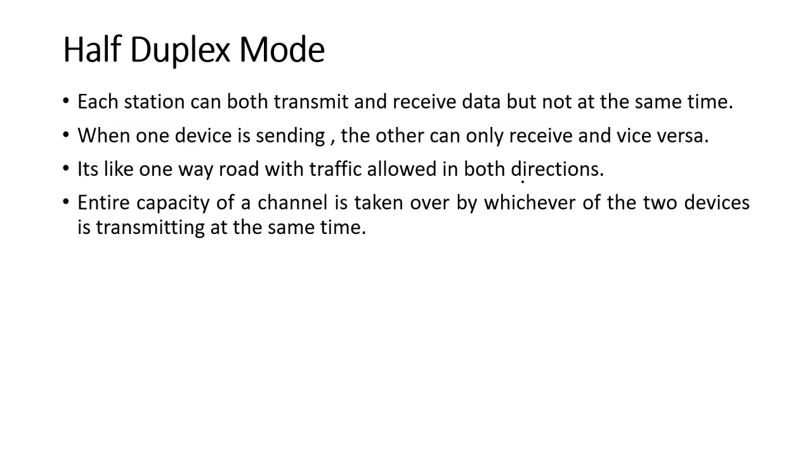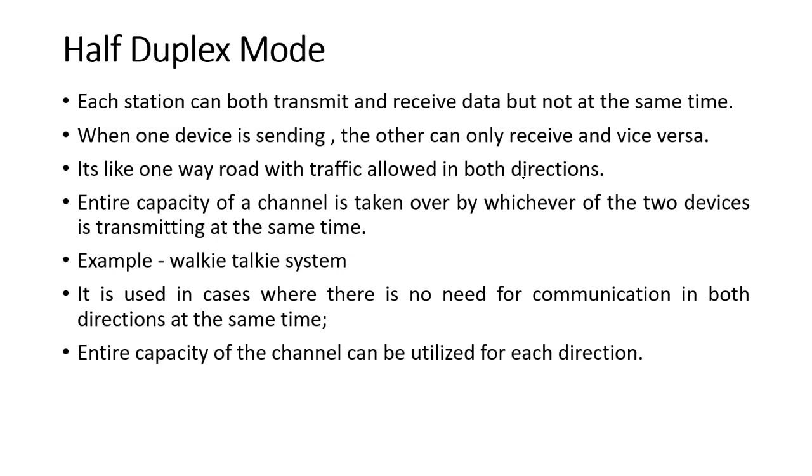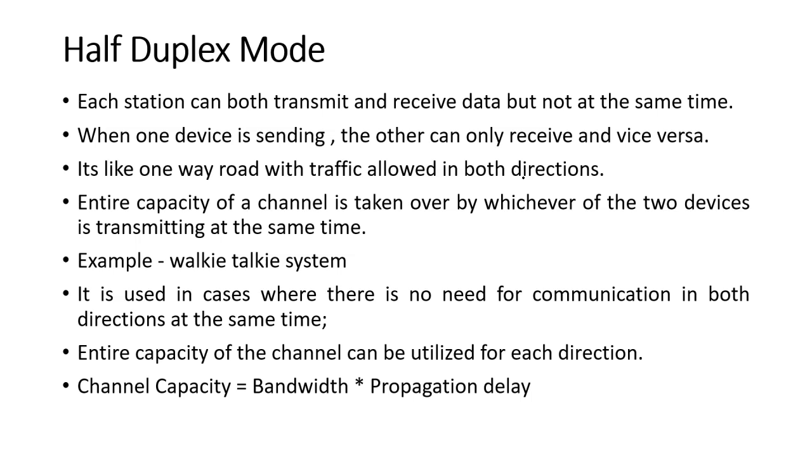In this half duplex mode, the entire capacity of the channel is taken over by whichever of the two devices is transmitting at the time, either sender or receiver. An example is the walkie-talkie system. Half duplex mode is used in cases where there is no need for communication in both directions at the same time. In this system, the entire capacity of the channel can be utilized for each direction. And in half duplex mode, channel capacity equals bandwidth into propagation delay.